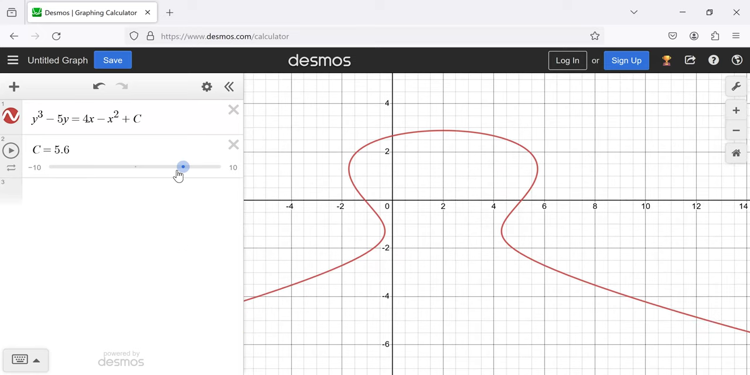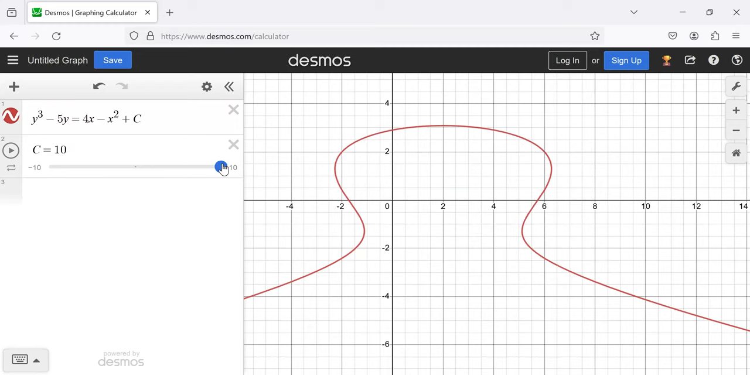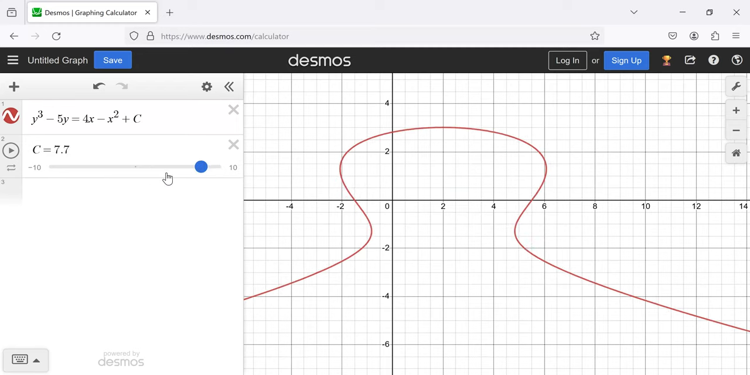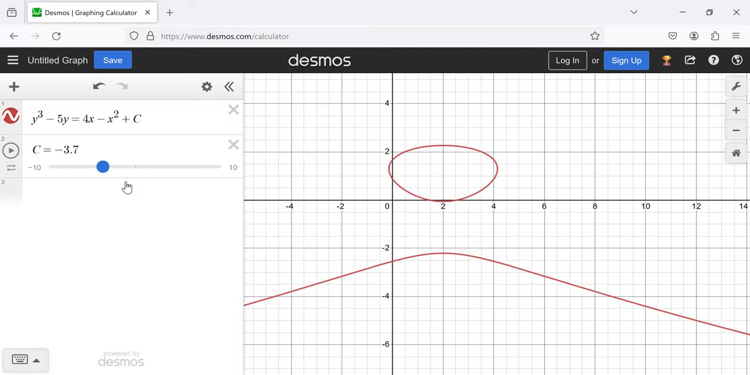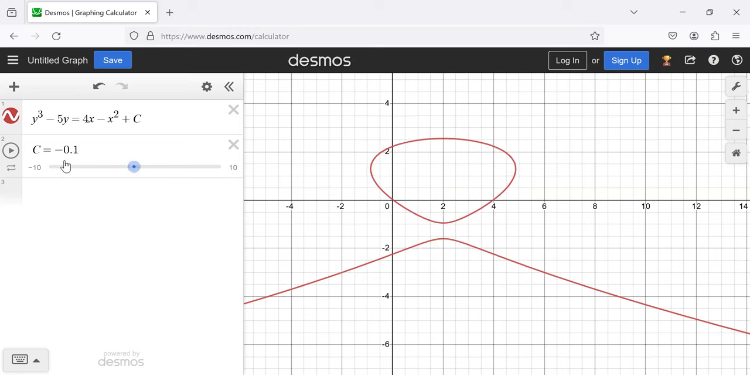For large values of c, it's in one piece, as it were, but as c shrinks, it turns into two pieces. Let's discuss this graph and this differential equation further. Graphing is wonderful. Desmos and similar things are revolutionary, but they have to be treated with a certain amount of care.